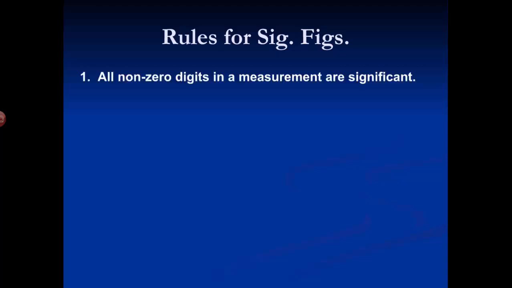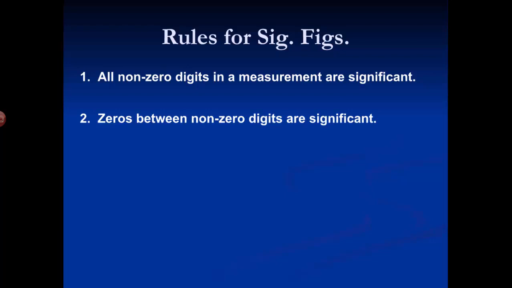So the first rule of significant figures is easy. Anything that's not a 0. All non-zero digits in a measurement are significant. They're important. They're part of the measurement. Easy enough. Rule number 2. If you have a 0 that comes between non-zero digits, any number of zeros that are in between non-zero digits, those are significant as well. They're part of the measurement.